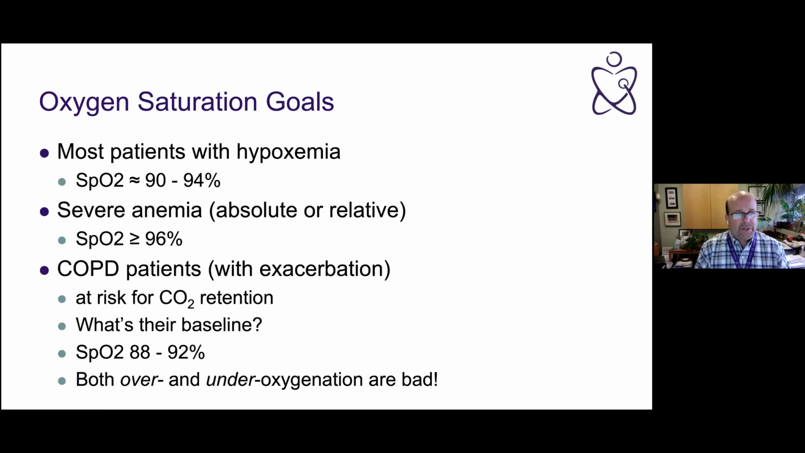Okay, good. COPD exacerbation. Let's talk just for a second about oxygen saturation goals. You may have already learned this year or in medical school that, like with many other things in medicine, we're learning that less is more. For most patients with hypoxemia, SATs of 90 to 94% is a reasonable target.